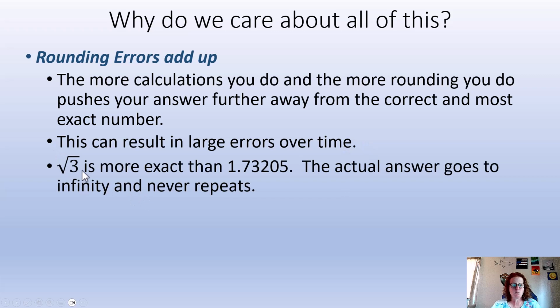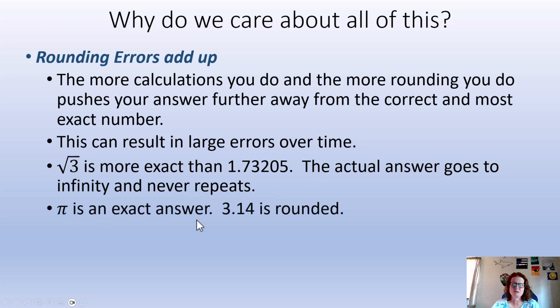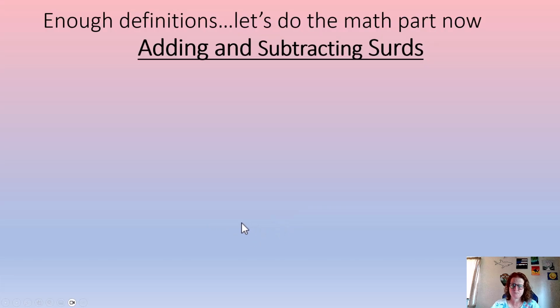Square root of 3 is more exact than 1.73205. The actual answer, if I were to type this in the calculator, it actually would go on forever. So it goes to infinity and it's never going to repeat these numbers. It's like pi. Pi is an exact answer. Sometimes in a problem they will tell you that you can use 3.14, but remember that is rounded. So let's do some math.